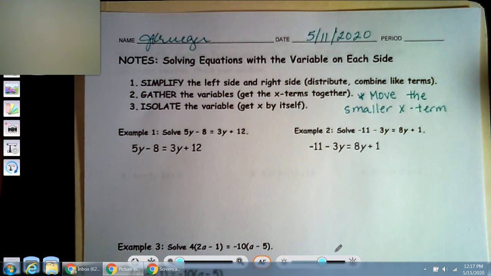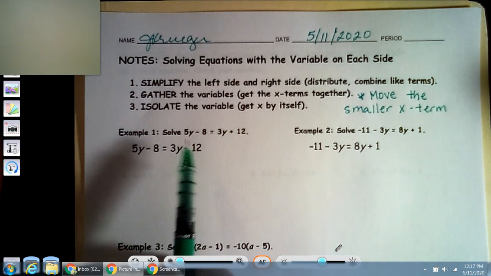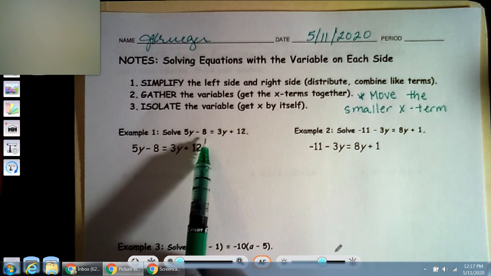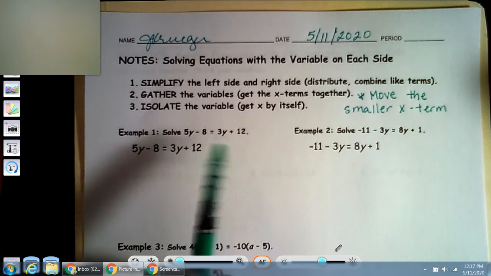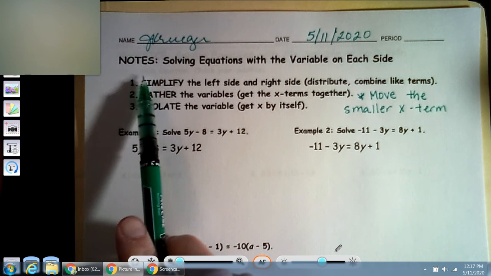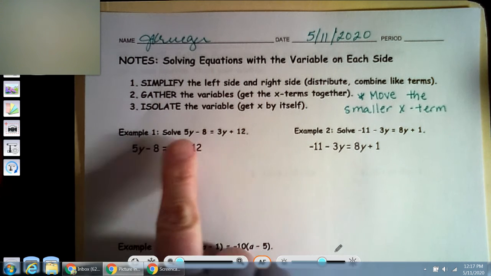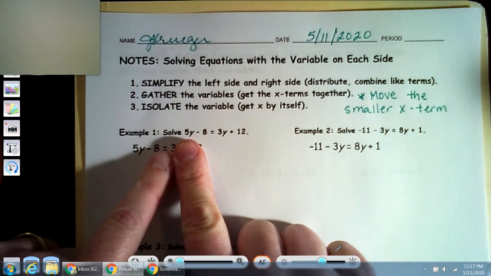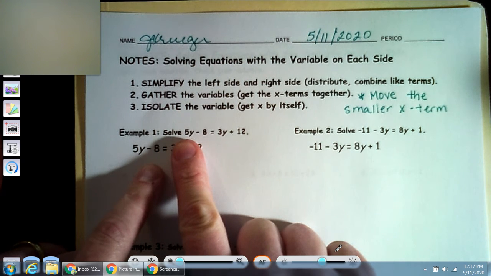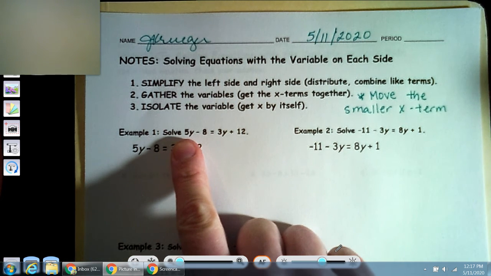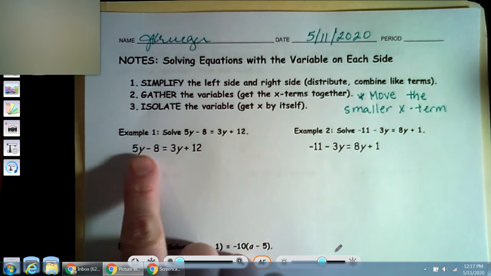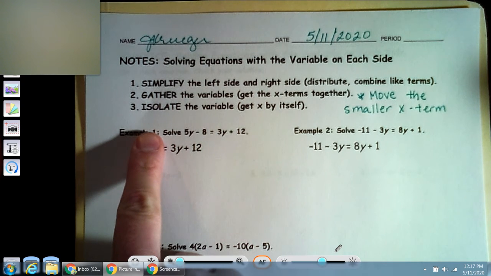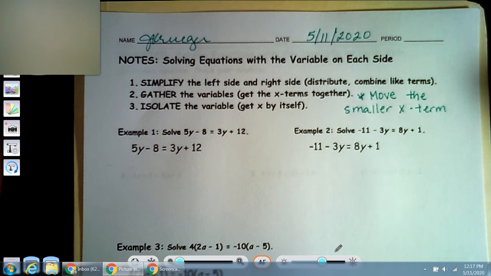All right, so for example 1, it says solve 5y minus 8 equals 3y plus 12. The first thing I need to look for is, is there anything I need to simplify on the left side? If I look at just the left side, I have 5y minus 8. There are no parentheses and no like terms to combine. If I take a look at the right side, 3y plus 12, again, nothing that I need to simplify. No distributing, no combining like terms. So I'm just going to go right into the solving.